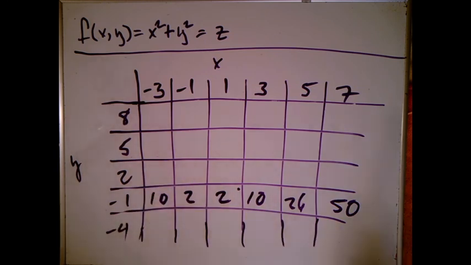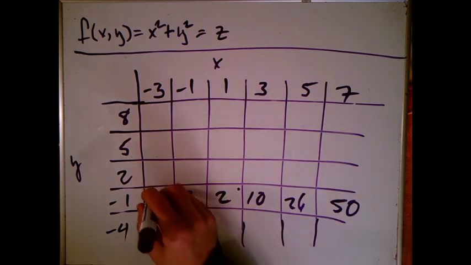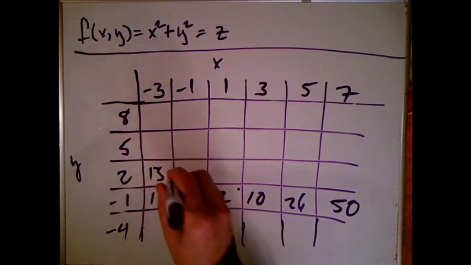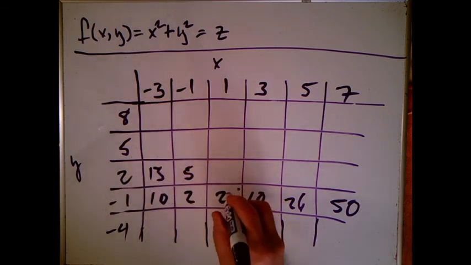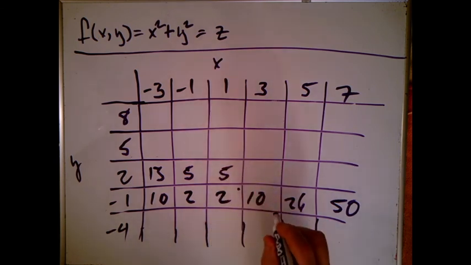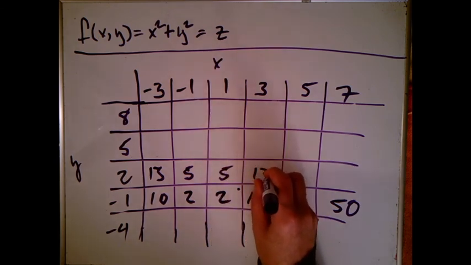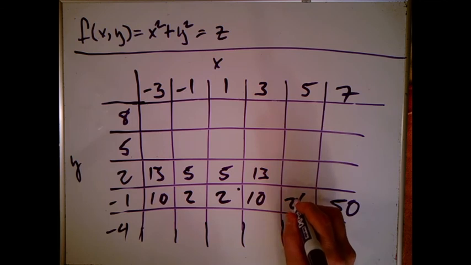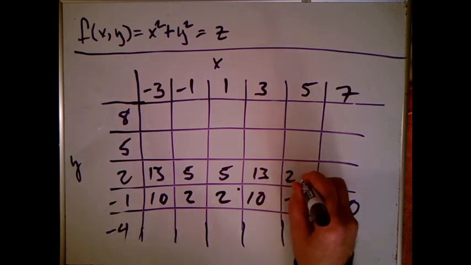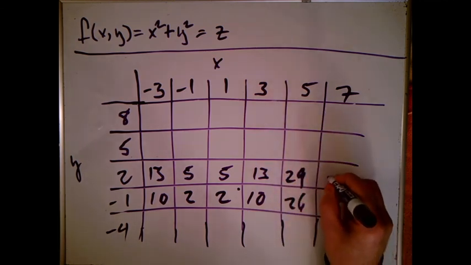And you can see there's some symmetry involved, but we're just going to start filling in everything else. You can take your time and do this too. So this is just going to be 13, and this is going to be 5, and this is going to be 5 again, and this is going to be 13 again, and this is going to be 29, I think. And this is going to be 53.